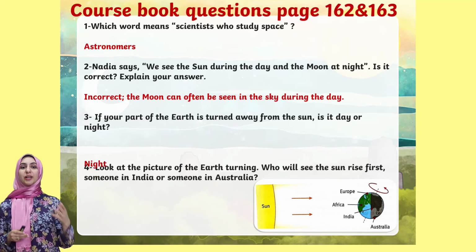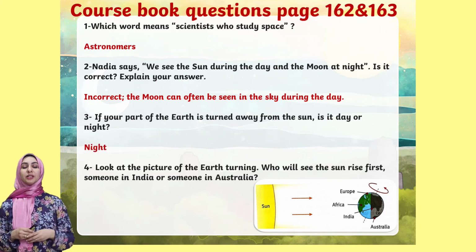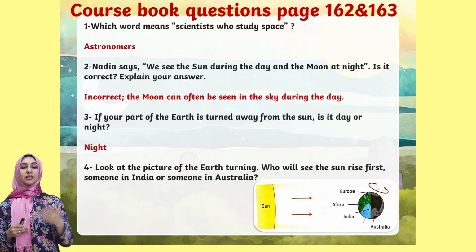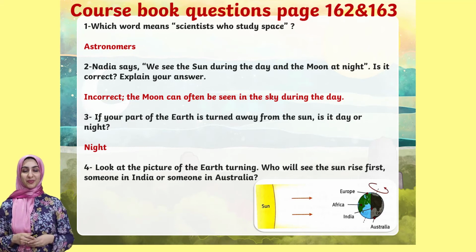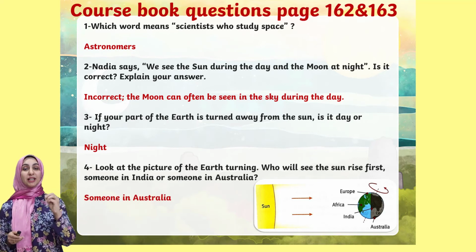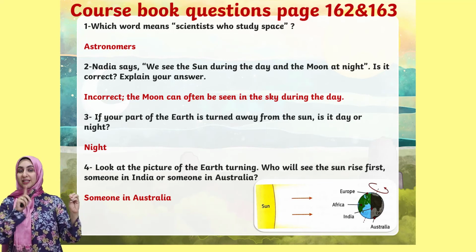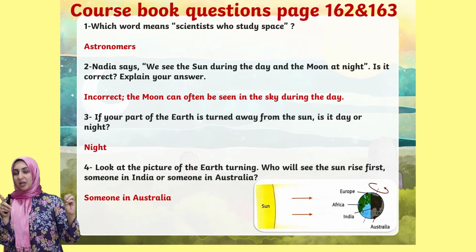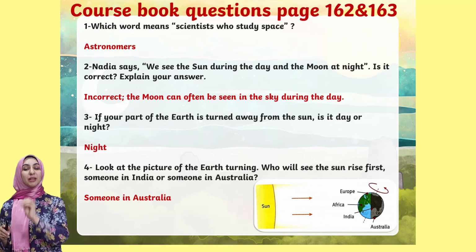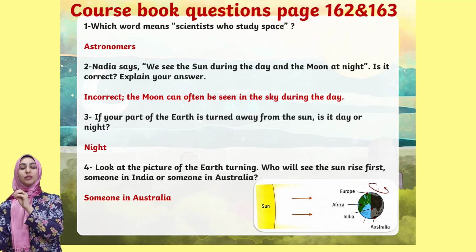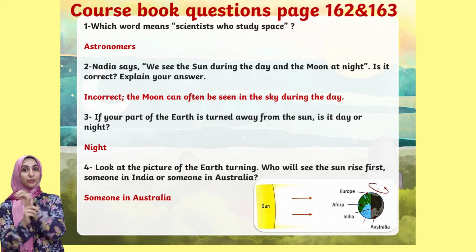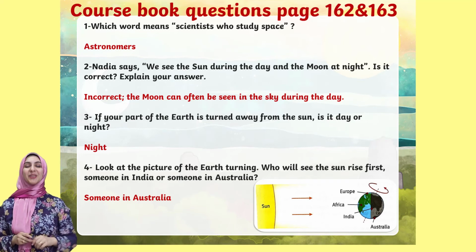Question number 4. Look at the picture of the earth turning. Who will see the sun first? Someone in India or someone in Australia? Yes, someone in Australia. What is the reason? Because India here is just moving into the darkness. It didn't go into the darkness yet, right? While Australia is in the middle of the night. So this means Australia will see the sun first, right? Okay.